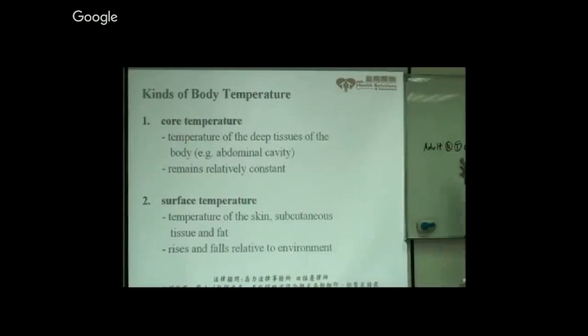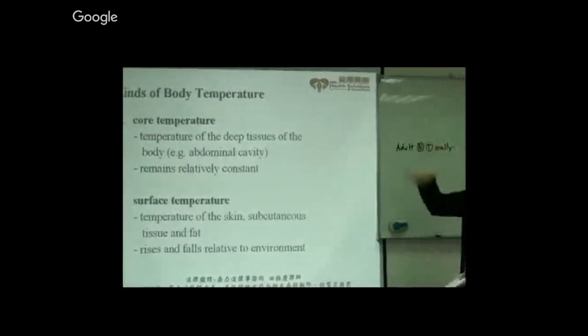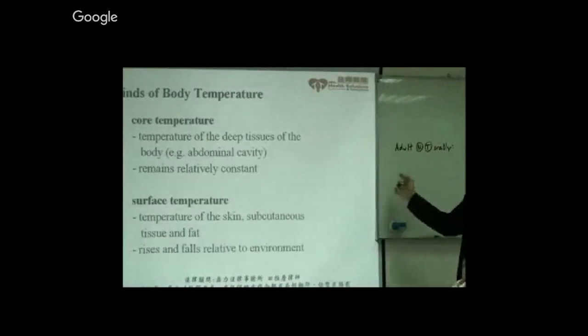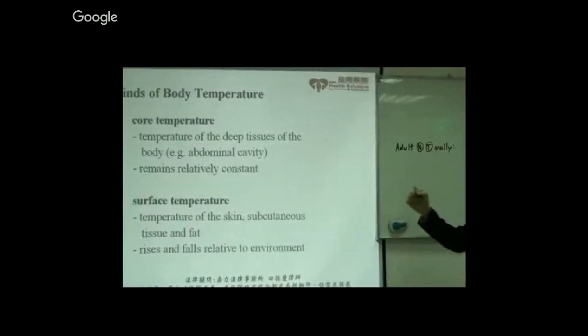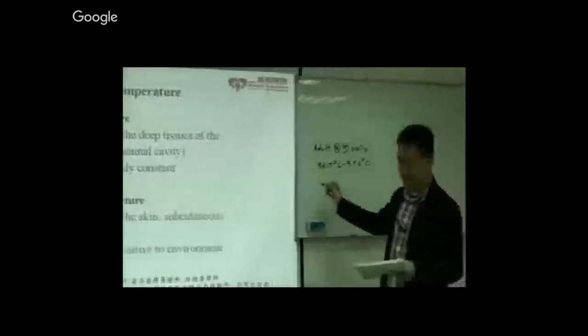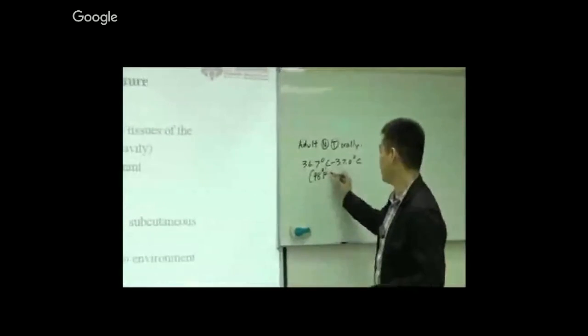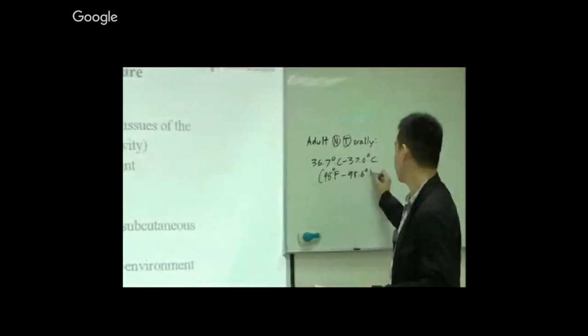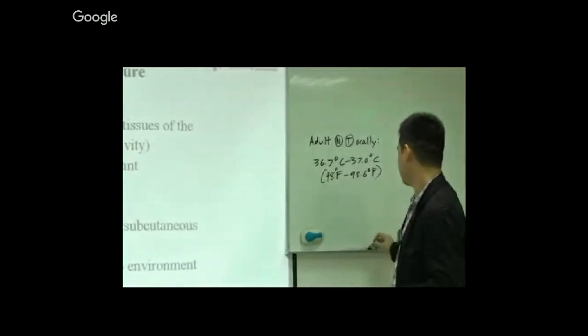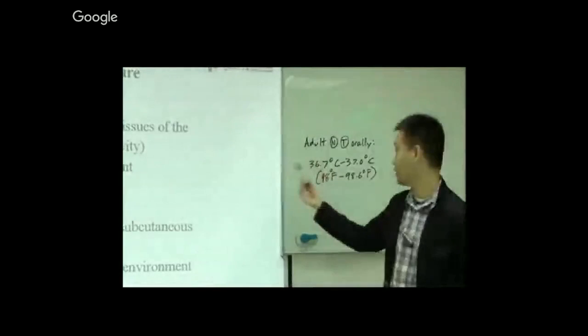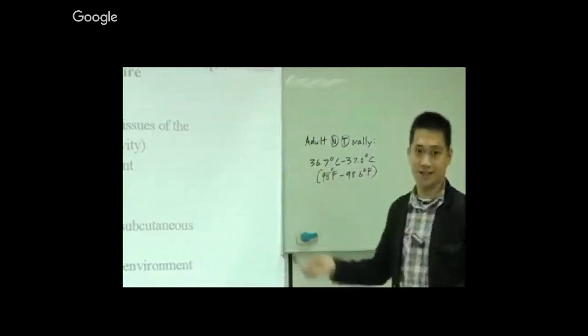What is the normal temperature? I use the symbol N like that for normal, because if I write the whole word, it will be longer. So you use a symbol. The adult normal temperature in the mouth: if you take the temperature in the mouth, 36.7 degrees centigrade to 37 degrees Celsius. In Fahrenheit, it's 98 degrees Fahrenheit to 98.6 degrees Fahrenheit. So if you use the formula earlier, you convert this into Fahrenheit, you will get 98.